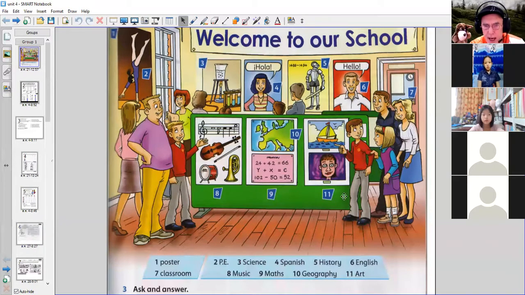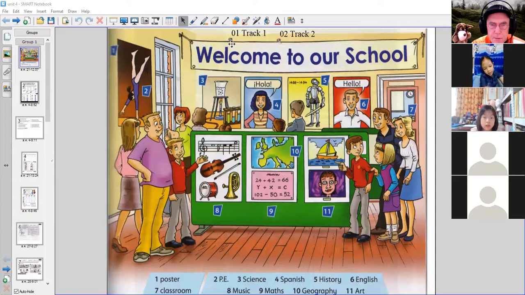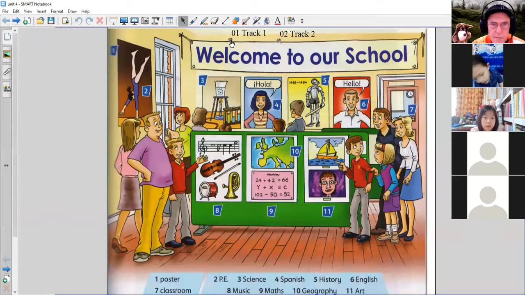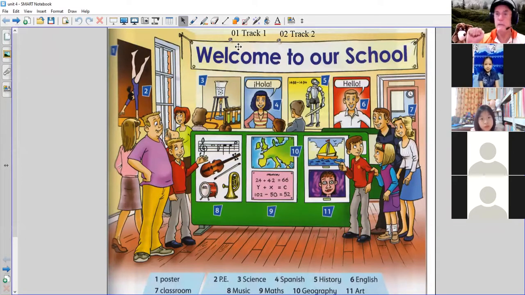And 11 is art. Art can be making models or drawing pictures or things like that. Now, you notice here that subjects have a capital letter, because it's the name of the subject. And you will need to know how to spell those words when we get onto the Unit 4 testing. So let's just listen to this.